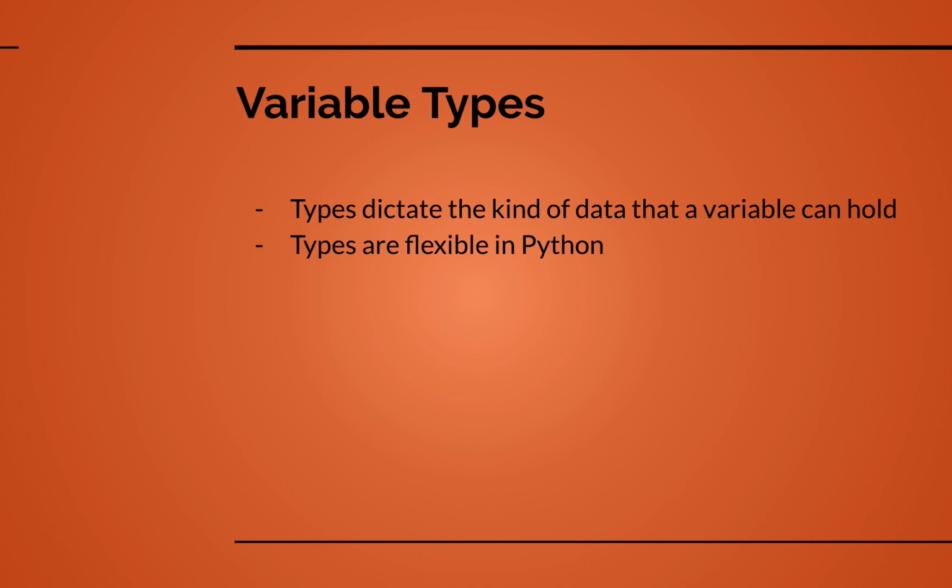We can actually go maybe from text data to numerical data to true or false data at will. Okay, so this is one of the things that slows Python down a little bit, but it also helps make Python very, very flexible and easy to use.